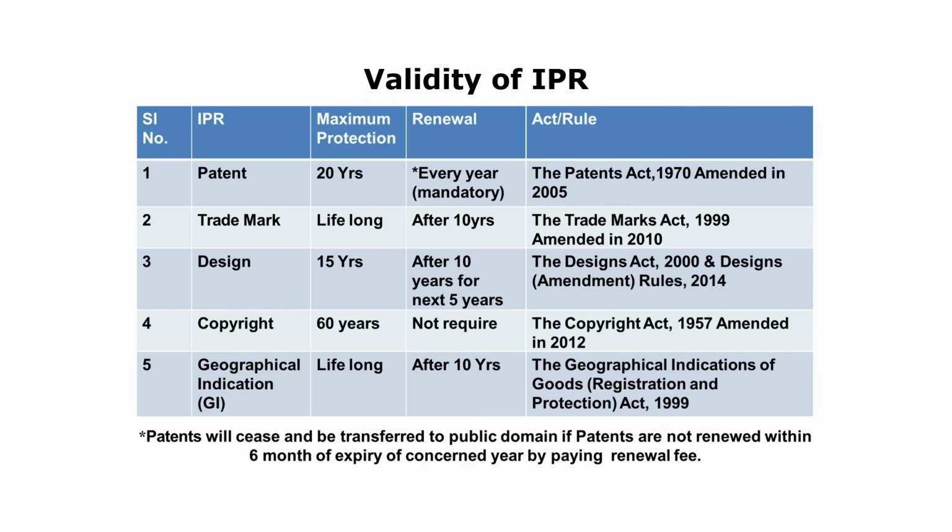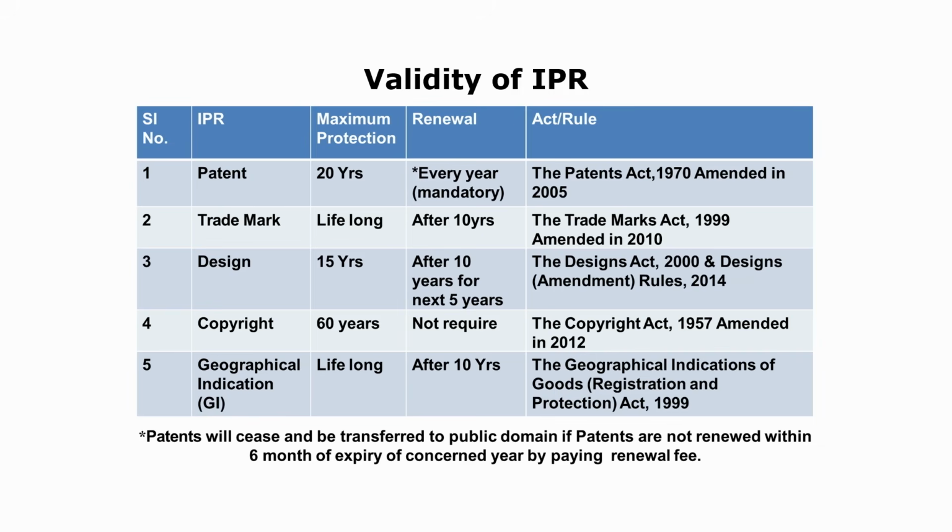Designs typically have a maximum protection of 15 years. After 10 years you need to renew them for the next 5 years, right. This comes under the Designs Act 2000 and Designs Amendment Rules 2014. Copyrights will have a maximum protection of 60 years and do not require any renewal. This comes under the Copyright Act 1957, amended in 2012. Geographical indication is also lifelong and typical renewal is after 10 years. The Geographical Indications of Goods Registration and Protection Act 1999 is what it comes under, right.